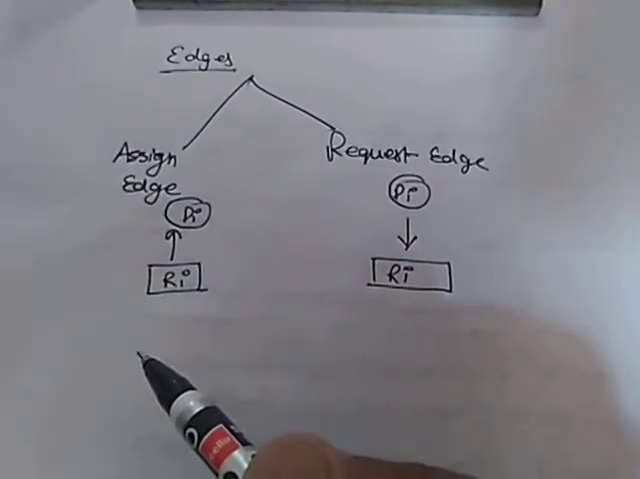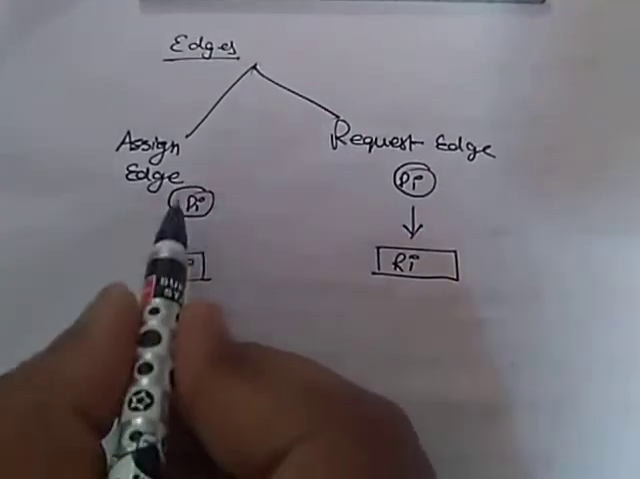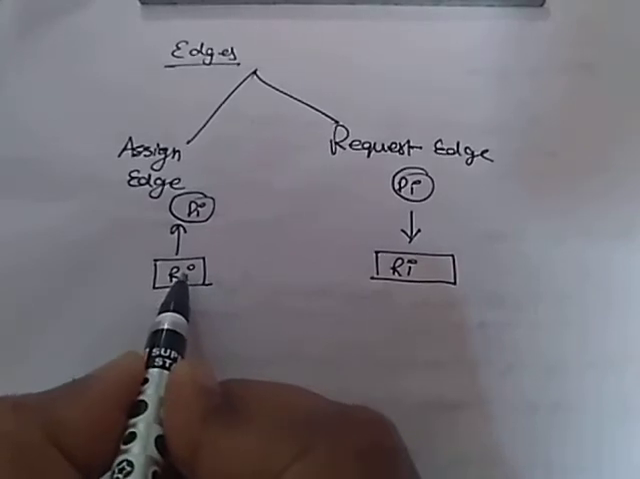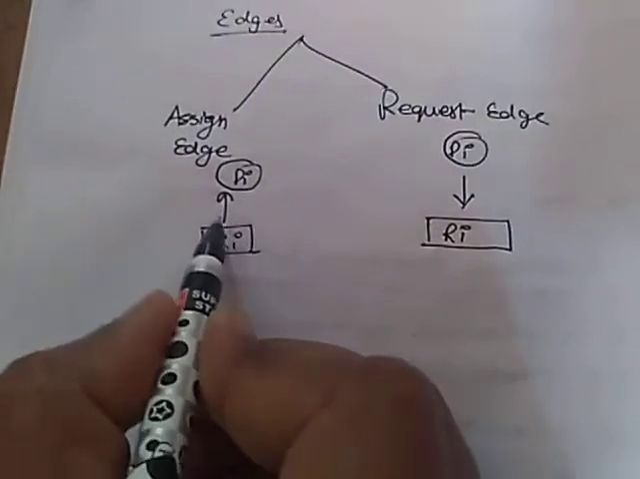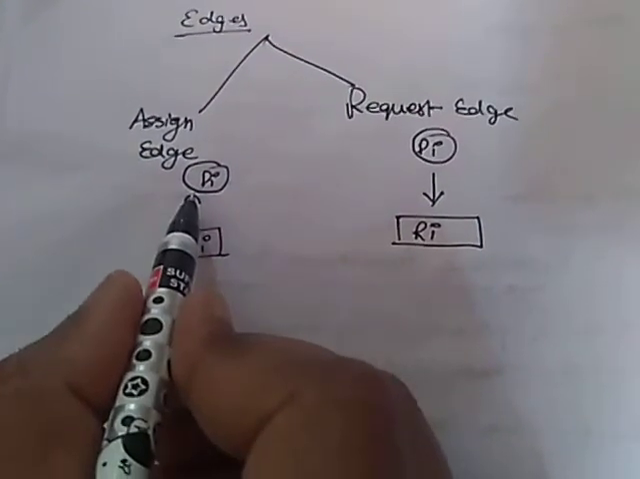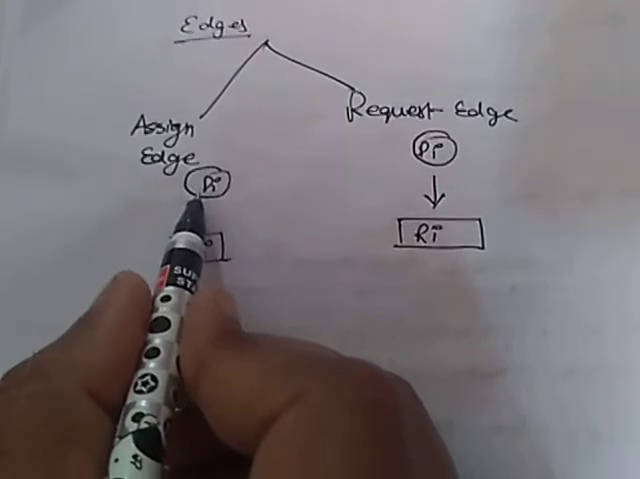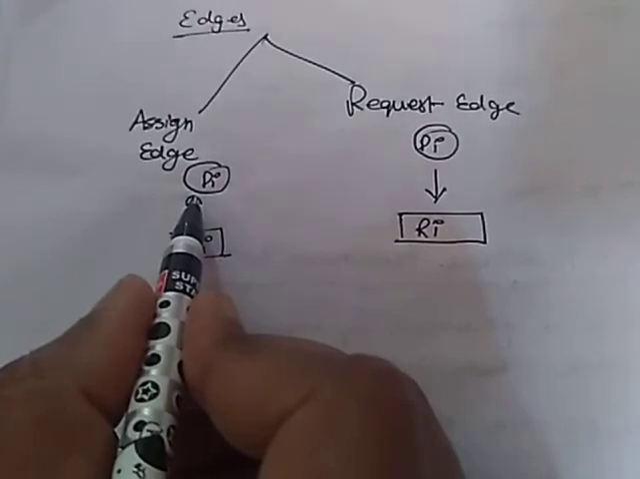Now, a resource is shown as assigned to a process if the tail of the arrow is attached to the instance to the resource and the head is attached to a process.